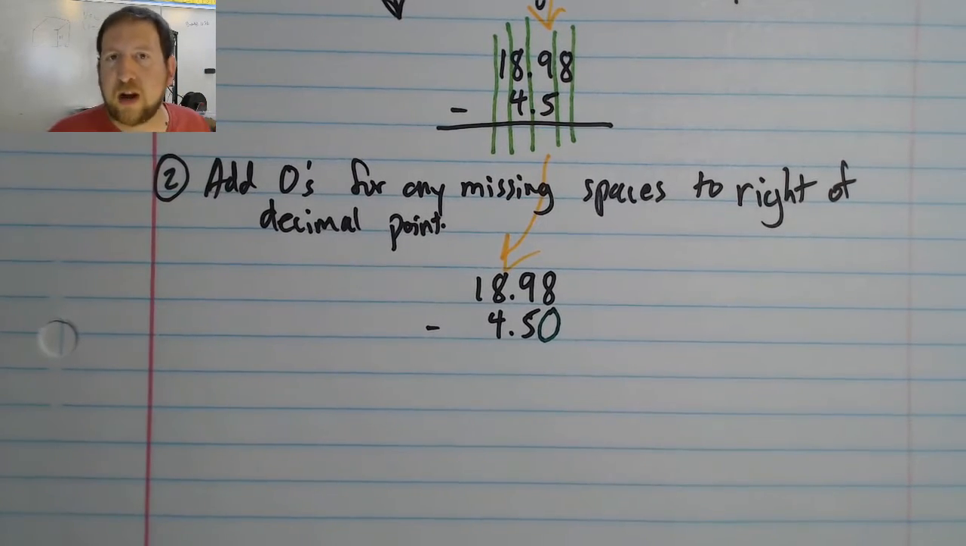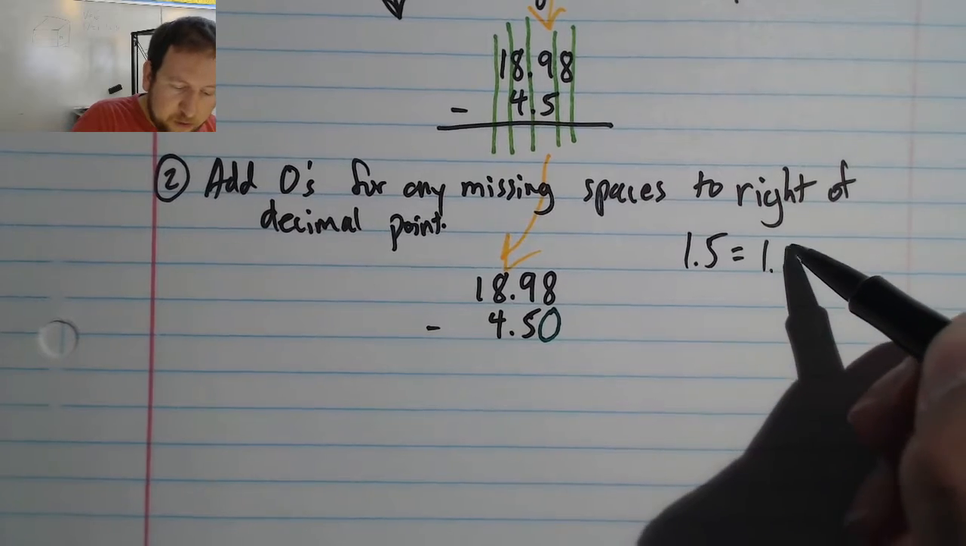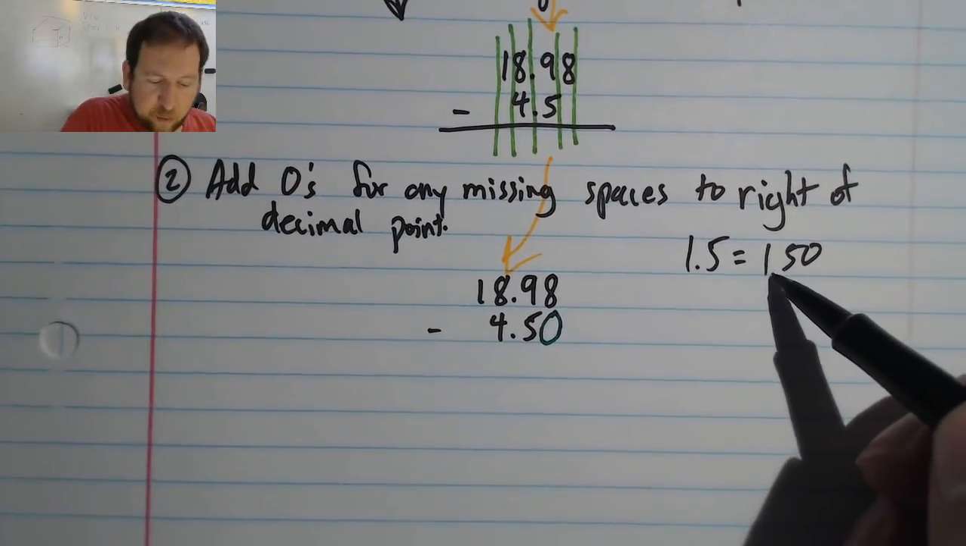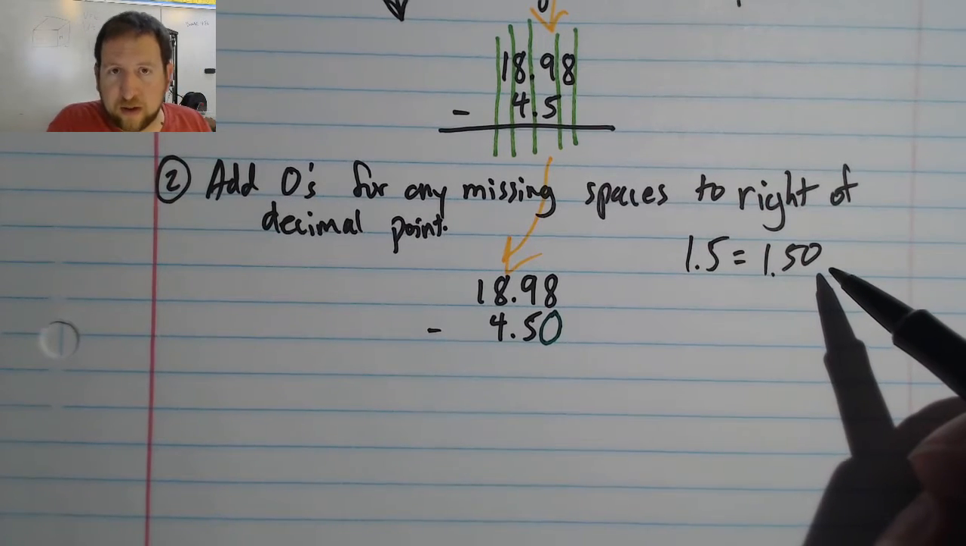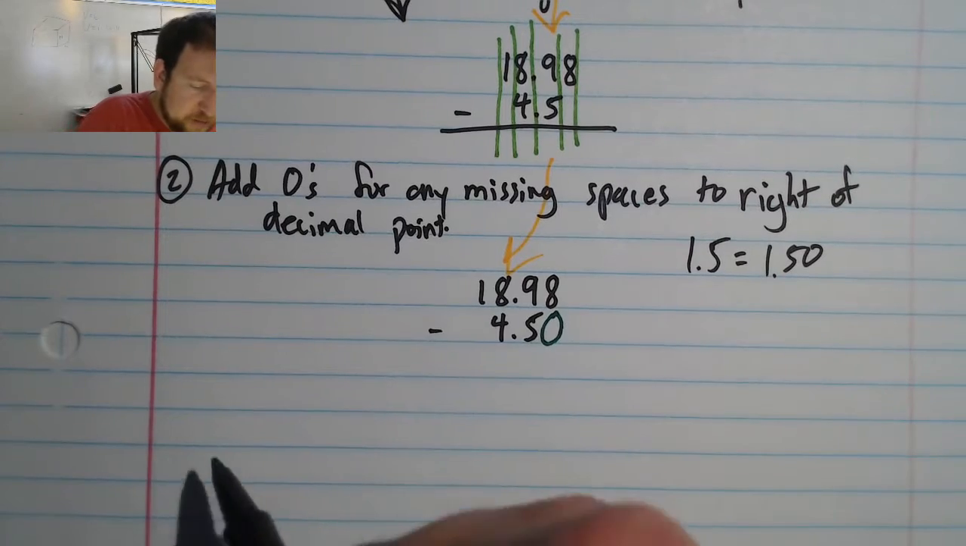It doesn't actually change what I'm doing, right? 1.5 is equal to 1.50 because this is 1 and 5/10. This is 1 and 50 hundredths, and 50 hundredths is the same as 5/10. Okay, we're good to go. Go to number 3.